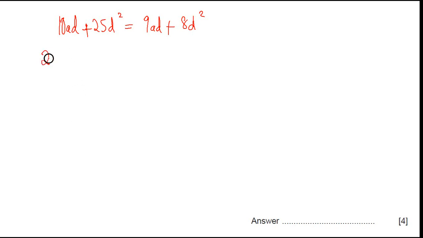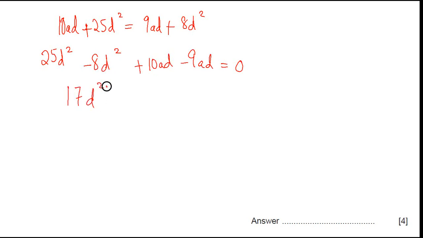Like terms: 25d squared minus 8d squared plus 10ad minus 9ad. Okay? 25 minus 8 is 17d squared. Are we still together? Plus ad equals 0. Are we together? Take out the common factor. What is the common factor there? I will have 17d plus what?